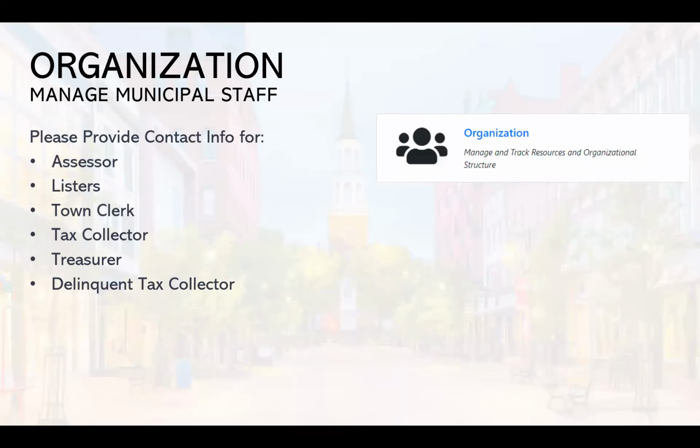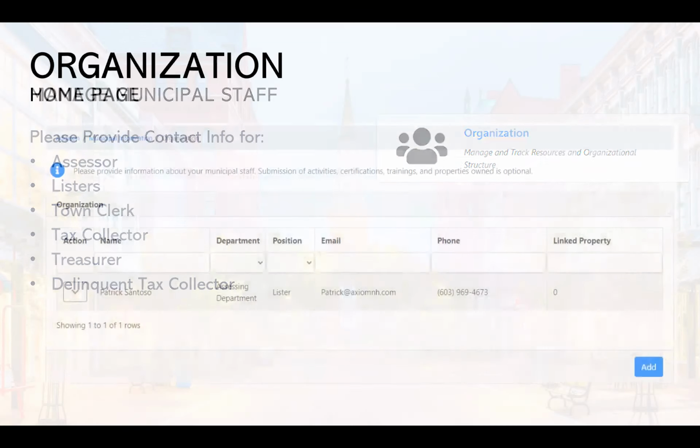So the first section, organization. We're asking for the same information that was on the form that you used to get in paper from PVR. So it's really just contact information for your assessor, your listers, town clerk, tax collector, treasurer, and delinquent tax collector. Just those folks, and we do have options in the position drop-down. If you hold multiple titles, we have those available for you. So that's it. It's just contact information for those 6 positions.